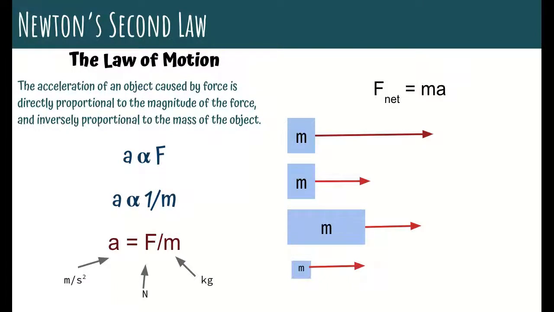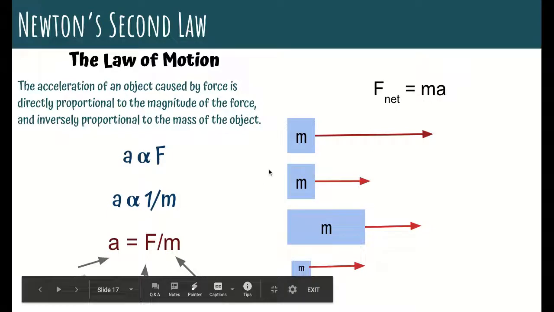So Newton's second law is a law of motion. It is specifically talking about the acceleration of an object that is caused by a force. The acceleration of an object caused by a force is directly proportional to the magnitude of that force and inversely proportional to the mass of the object. On the left-hand side here, we have some formulas. This little alpha represents a proportion. So acceleration is proportional to force, and acceleration is inversely proportional to mass.